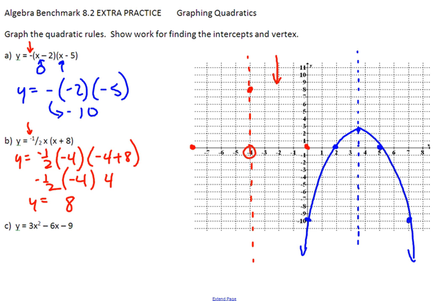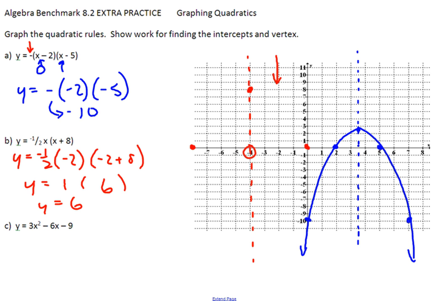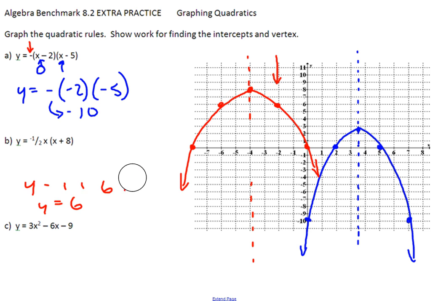So I'll do the same process and plug in negative 2. So I get y equals negative 1/2, negative 2, negative 2 plus 8. I get 6. This is 1. So 1 times 6 is 6. So at negative 2, I go up 6. And then I can just use symmetry instead of plugging in another value. Instead of plugging in negative 6, I'm going to get the same answer. And that gives us a pretty good idea of that parabola. All right, let's get this out of here.